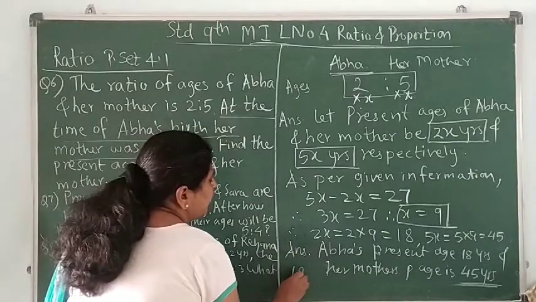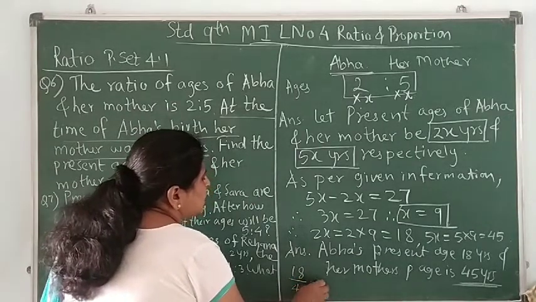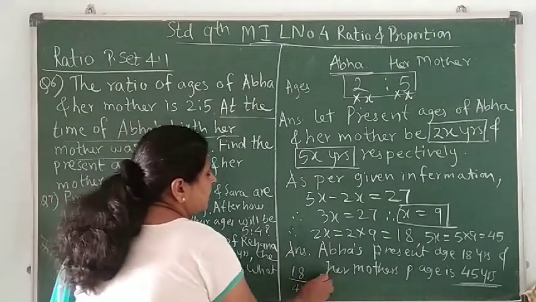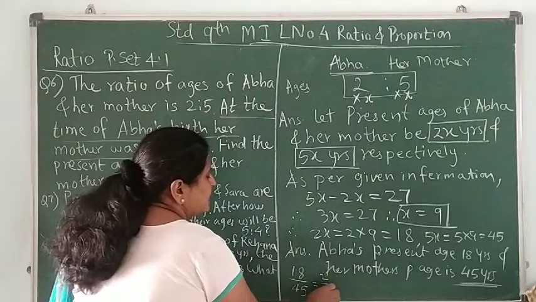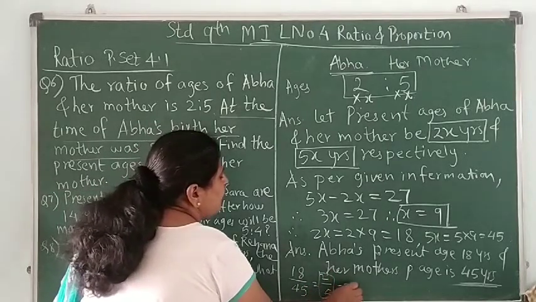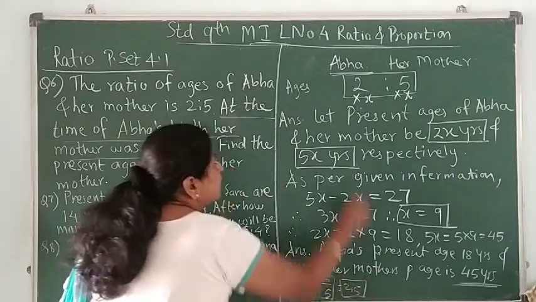If you divide this 18 upon 45 like this, and if you divide both the numbers by 9, you get it: 9 2s are 18 and 9 5s are 45. So your ratio is 2:5. This is your verification part.